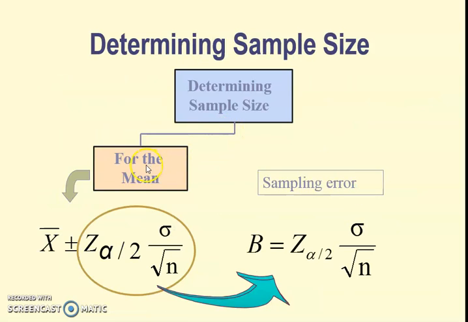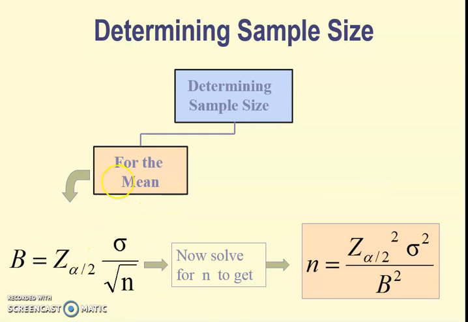Determining sample size for the mean. So this is the formula to construct the confidence interval for the population mean, which is mu. It is the point estimate or sample statistic x bar plus minus the critical value and standard error. So the plus minus part on the right side here is the sampling error, or B. So we have B equals Z alpha over 2 times sigma over square root of n.